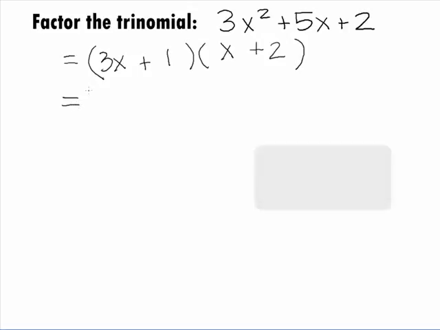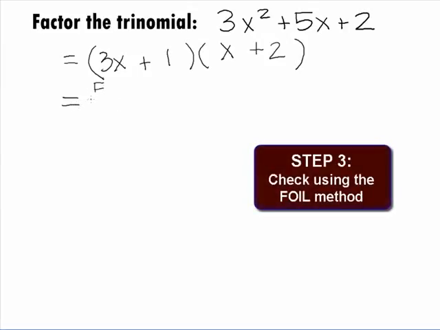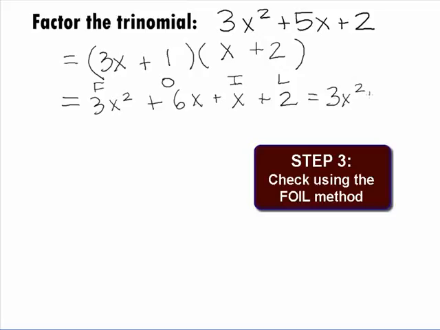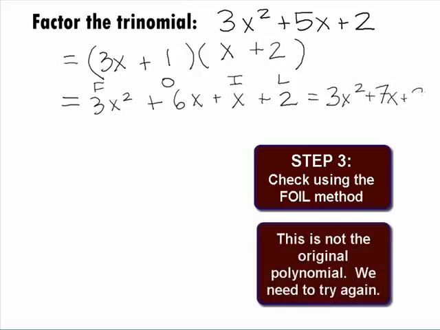We can use the FOIL method to multiply this out. Multiplying the first terms, we get 3x squared. Multiplying the outside terms, we get our plus 6x. Multiplying the inside terms, we get x. And multiplying our last terms, we get 2. When we combine like terms, we end up with 3x squared plus 7x plus 2.